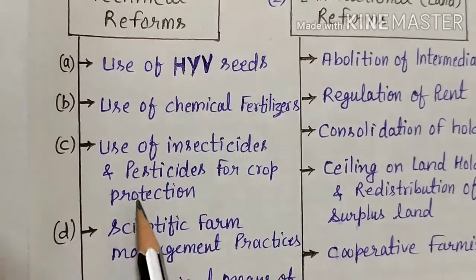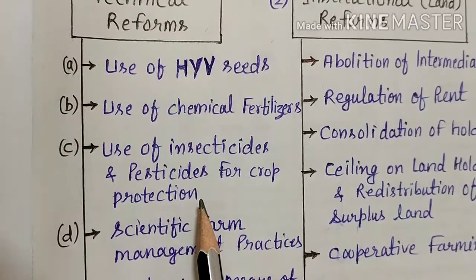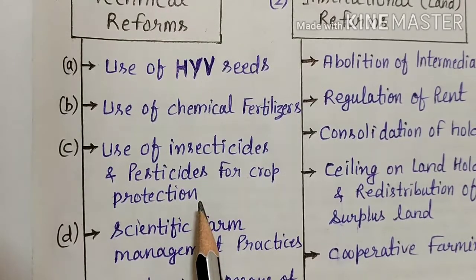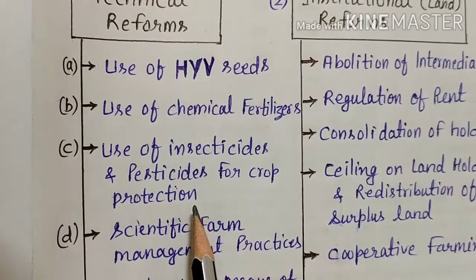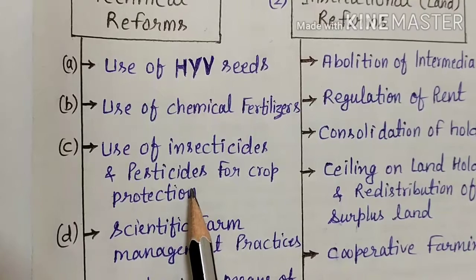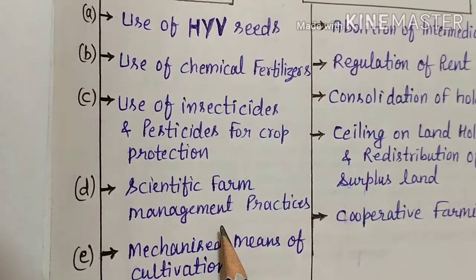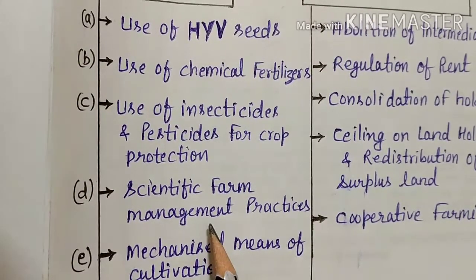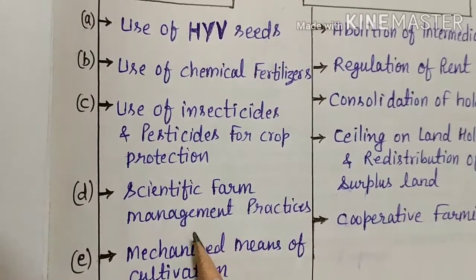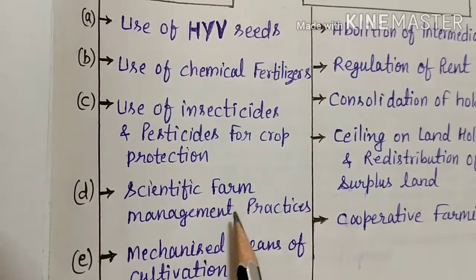Then comes the use of insecticides and pesticides. Insecticides and pesticides are used to protect the crops from insects. For plant protection, an integrated pest management program was adopted along with the adoption of HYV technology. So this also took place to protect your crop. Then comes scientific farm management practices. Earlier we were focusing on conventional farming, but now scientific farm management practices have taken the place of conventional farming. Under scientific methods of farming, selection of crops, their quality, preparation of soil, and the rotation of crops, all these things take place in scientific farming.